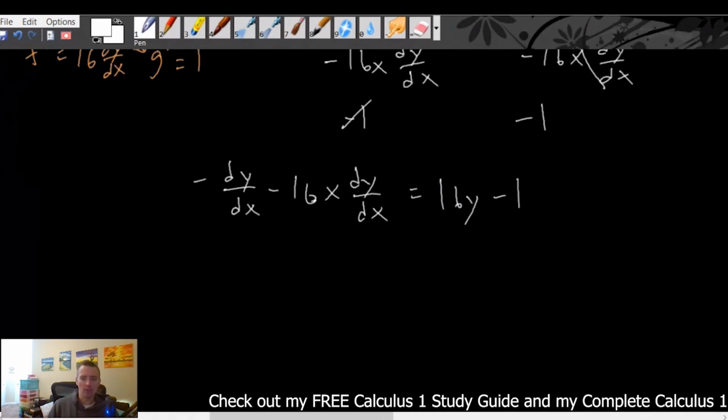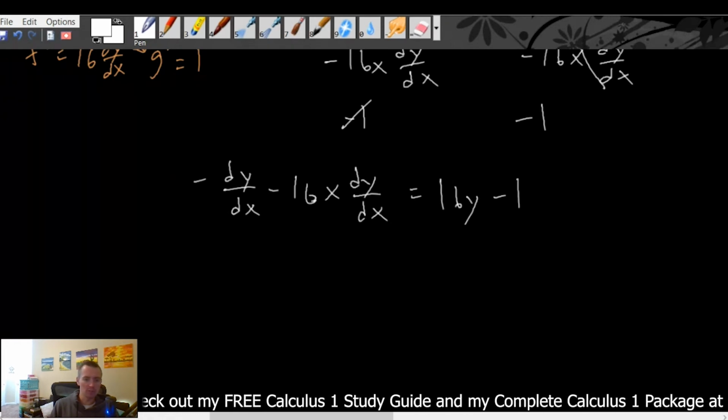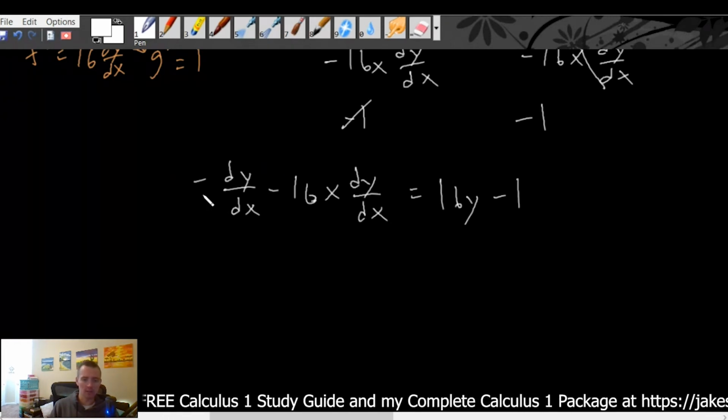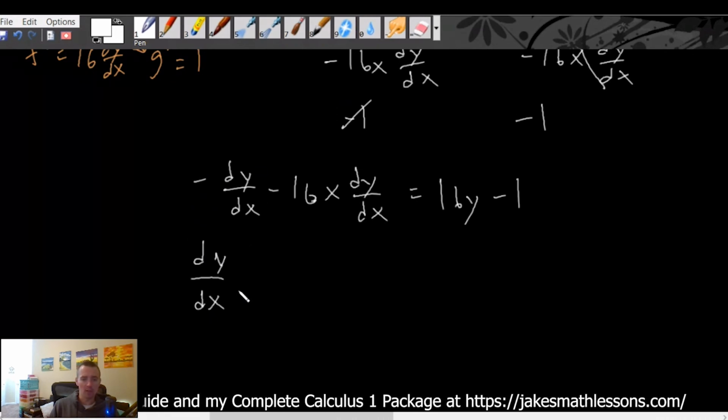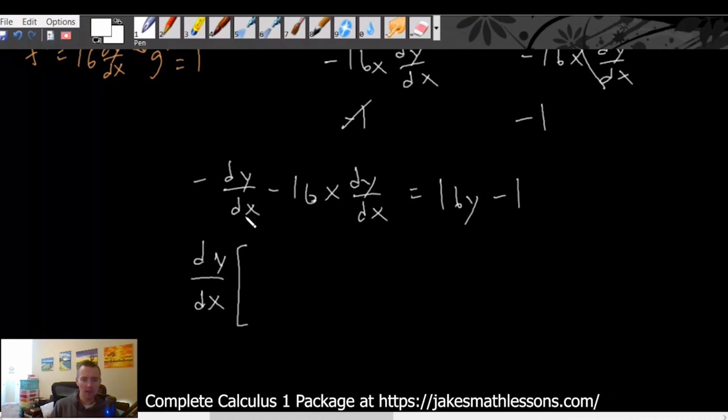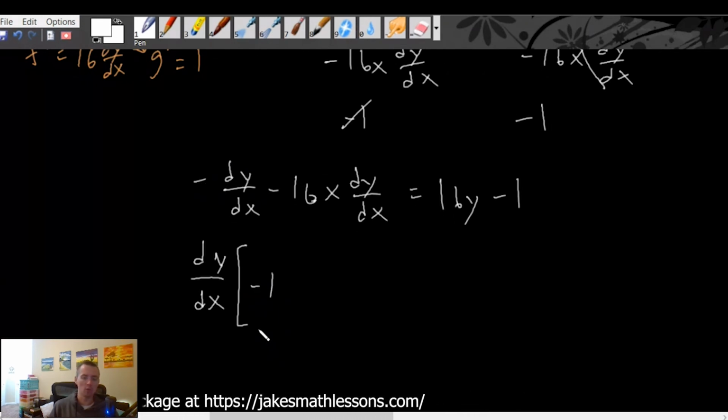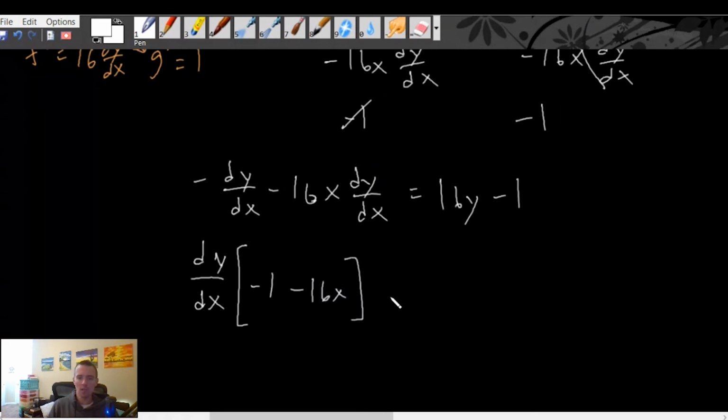So now that we've gotten all of our dy/dx terms onto one side of the equation, all of our non-dy/dx terms to the other side, we will factor out a dy/dx from the left side of our equation. Factoring out a dy/dx from a negative dy/dx is just going to leave us with negative 1. We do need to have this negative 1 here to kind of hold the place of this term that was here. And then factoring out the dy/dx from this term is going to leave us with minus 16x. And then on the right side, we did not do anything, so that's not going to change.